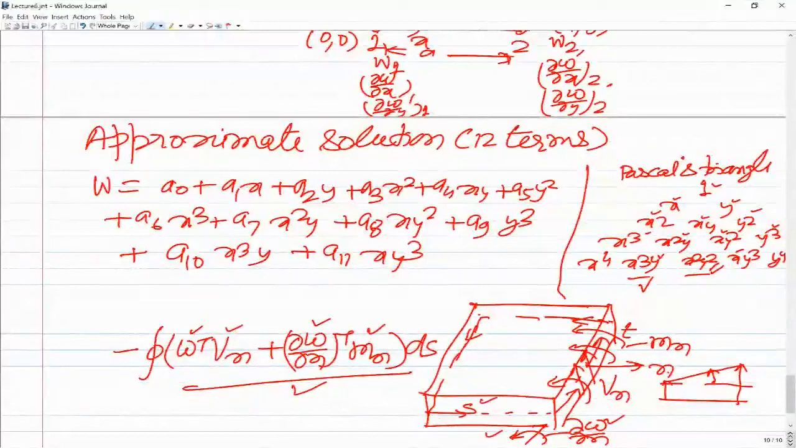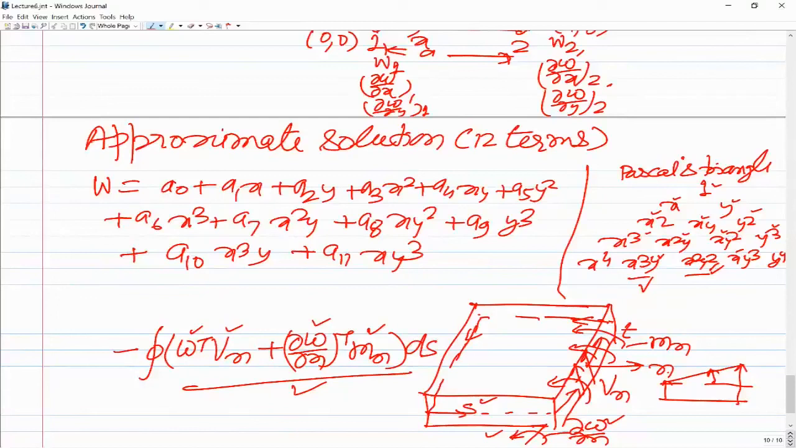The basic idea is whenever there are forces on the boundaries, you have to see whether Vn is in the direction of W or not. If it is in the direction of W, then the potential is negative. Similarly, when you look at Mn, whether it is in the direction of del W by del N or not, and if it is in that direction, you take the potential as negative. And the others you can take as positive potential. So that's the basic idea.